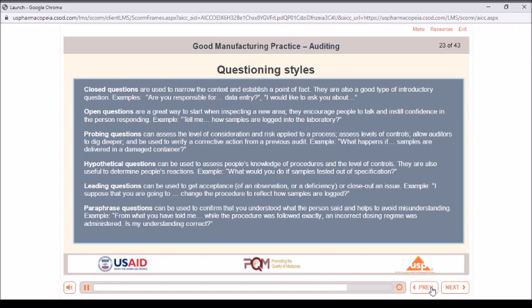Paraphrase questions can be used to confirm that you understood what the person said and help to avoid misunderstanding. Example: From what you have told me, while the procedure was followed exactly, an incorrect dosing regime was administered. Is my understanding correct?